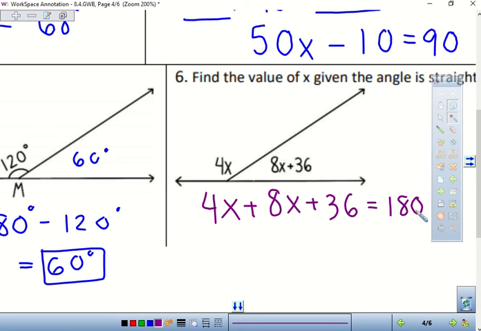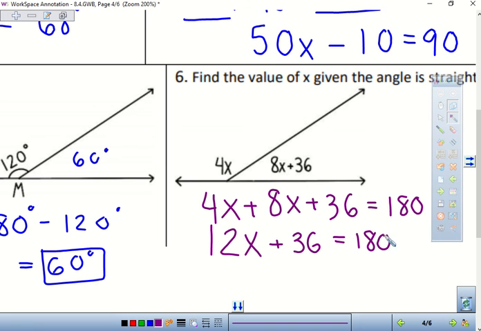Wait, doesn't it have to be a capital letter? That's if we're doing something totally different, Jet. That's if you're naming angles. So, what is 4x plus 8x? 12x. Plus 36 equals 180.